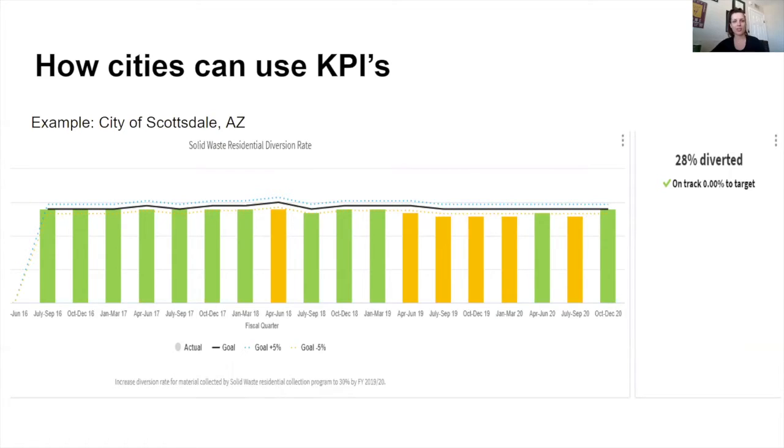One of their goals is to achieve a 30% increase in solid residential waste diversion by FY20. The black line on this chart represents the 30% goal. The green bars are the quarters this goal was achieved, and the yellow bars are the quarters the goal was not quite achieved. As you can see, this is a great tracking tool and can show you where you're succeeding and what areas need just a little more improvement.